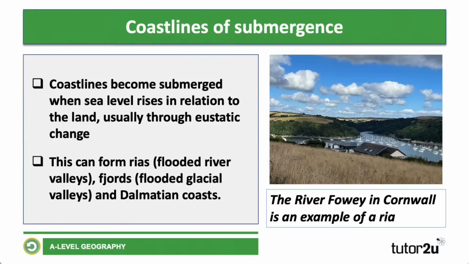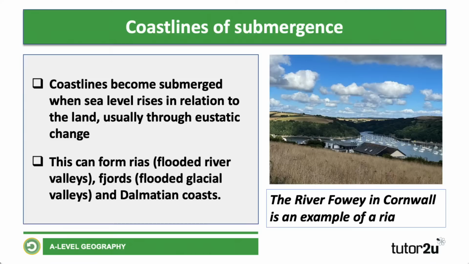And when the sea rises up, what can happen is an area like you can see in the picture there, that's at Fowey in Cornwall, and that would have had river valleys in that area. But what has happened over a very long time is that the sea level has risen and the seawater has flooded back up those valleys and has filled them up, forming a ria.